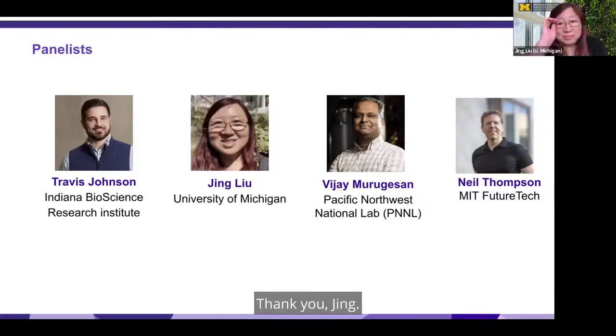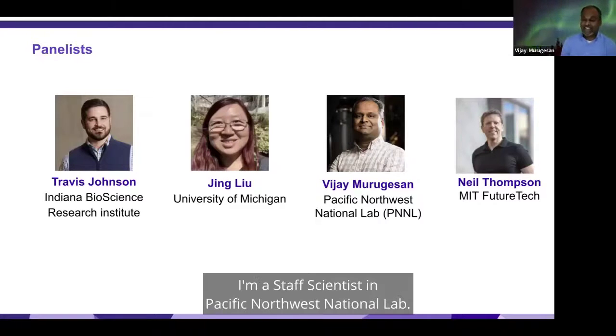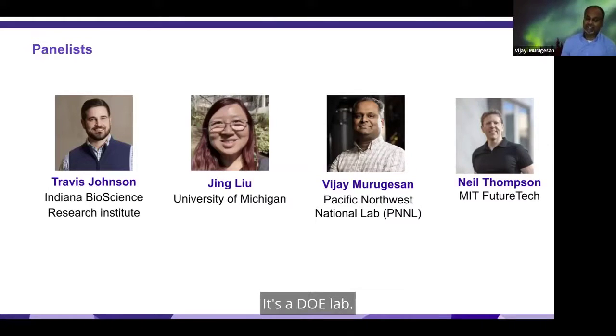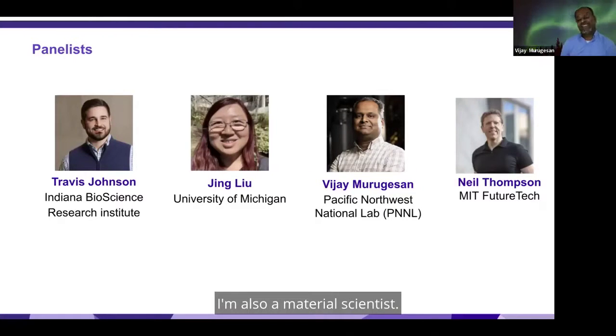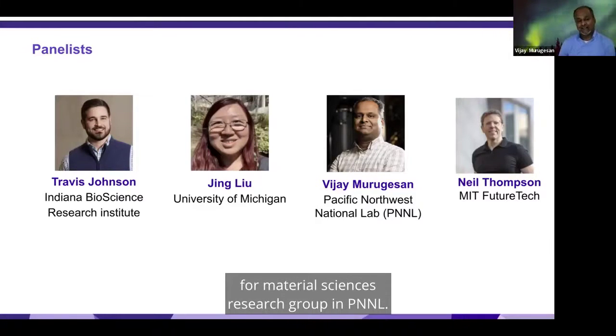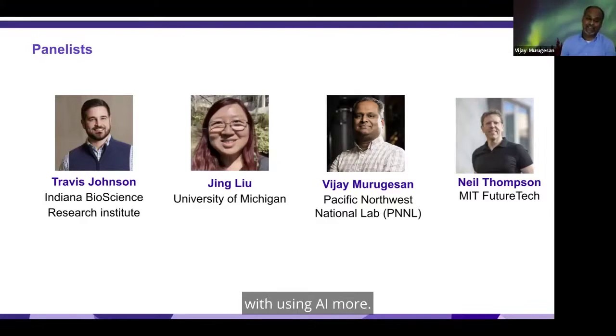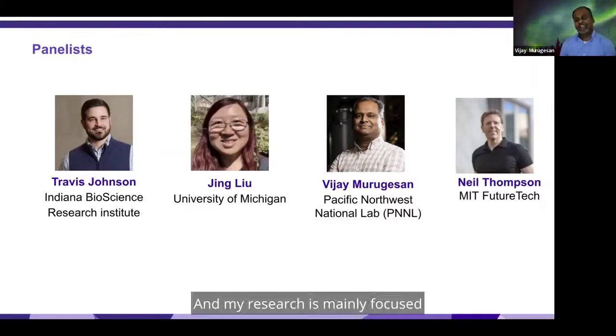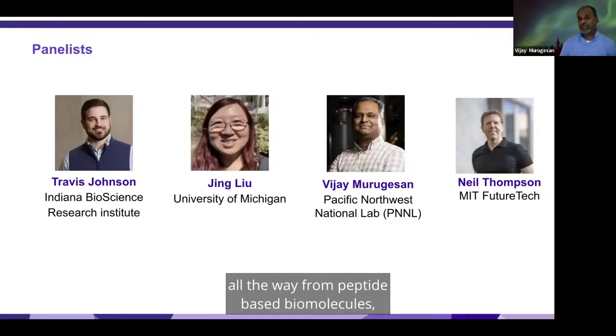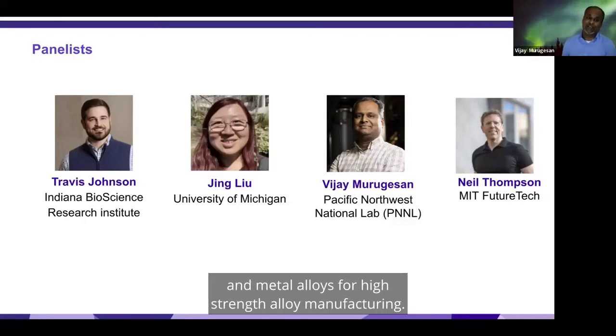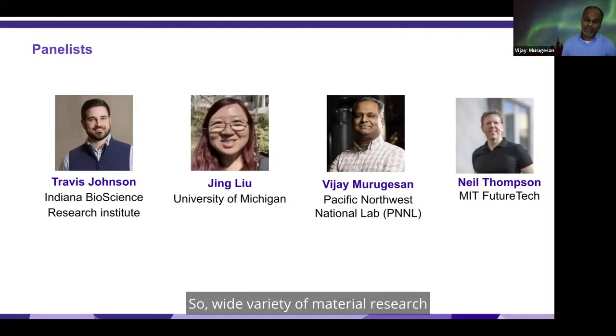Fantastic. Thank you, Jing. Vijay, over to you. Thank you. Hello, my name is Vijay Murugesan. I'm a staff scientist in Pacific Northwest National Lab. It's a DOE lab. I'm also a material scientist. I'm a group leader for the material sciences research group in PNNL. So I am basically an experimental material scientist using AI more. And my research is mainly focused on battery energy storage materials. But my group in general works on multiple materials projects, all the way from peptide-based biomolecules, biomaterials, to metals and metal alloys for high-strength alloy manufacturing. So a wide variety of material research as a staff scientist in PNNL.